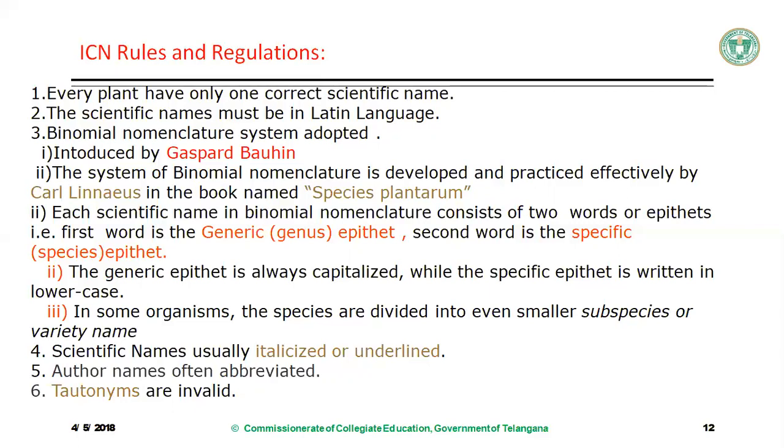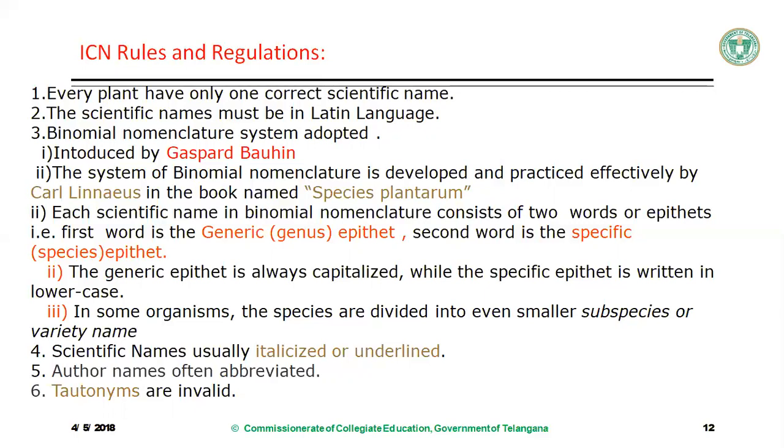Each scientific name in binomial nomenclature consists of 2 words. The first word is the generic epithet, the second word is the specific epithet. The generic epithet is always capitalized while the specific epithet is written in lowercase letters.